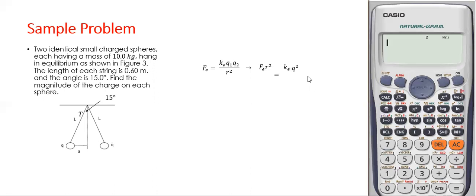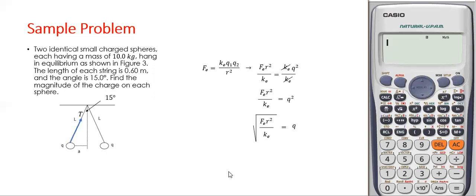Bakit natin ginawa siyang KQ squared? Kasi sabi naman, identical daw po yung charges natin. And then, i-divide natin siya both sides by Coulomb constant KE. Cancel out KE, leaving us with charge squared equals FER squared divided by KE. Since ito ay naka-squared, we have Q equals square root of FER squared divided by KE. But unfortunately, we will not be able to solve the problem because wala pa tayo nung kanyang electric force at wala pa tayong value ng distance between the two charges.